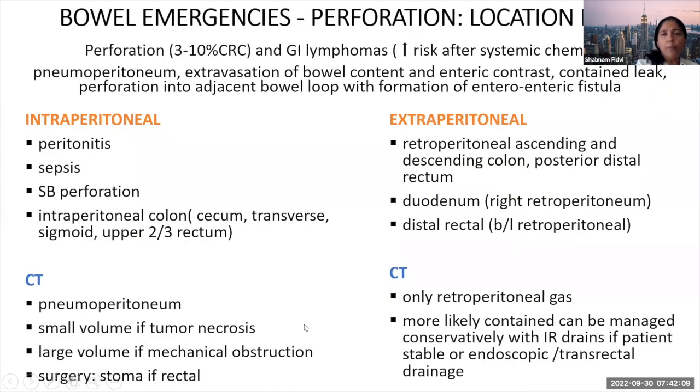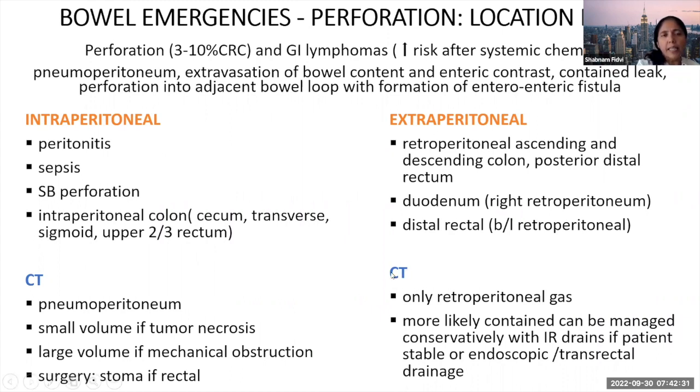In evaluating for bowel perforations, the location of the perforation is actually key to management. Perforation can occur both with colorectal cancers and GI lymphomas. And it's important to differentiate intraperitoneal from extraperitoneal perforation because these are managed differently.